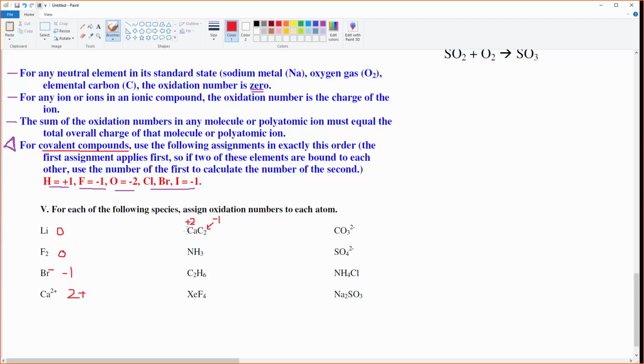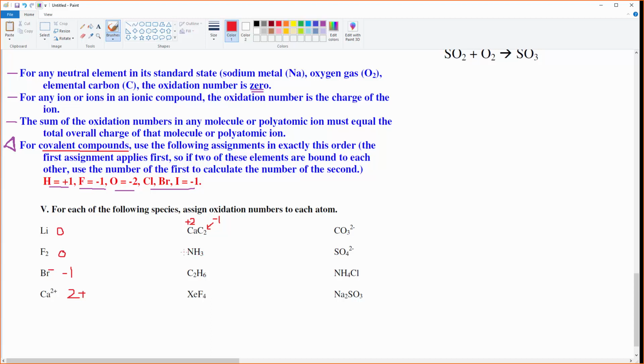Again, it feels exactly like we're assigning an ionic charge. And the difference is it's not truly an ionic charge, right? Because carbon doesn't make a -1 ion, ever. That doesn't make any sense for where it is on the periodic table. But for the oxidation number, that's totally fine.